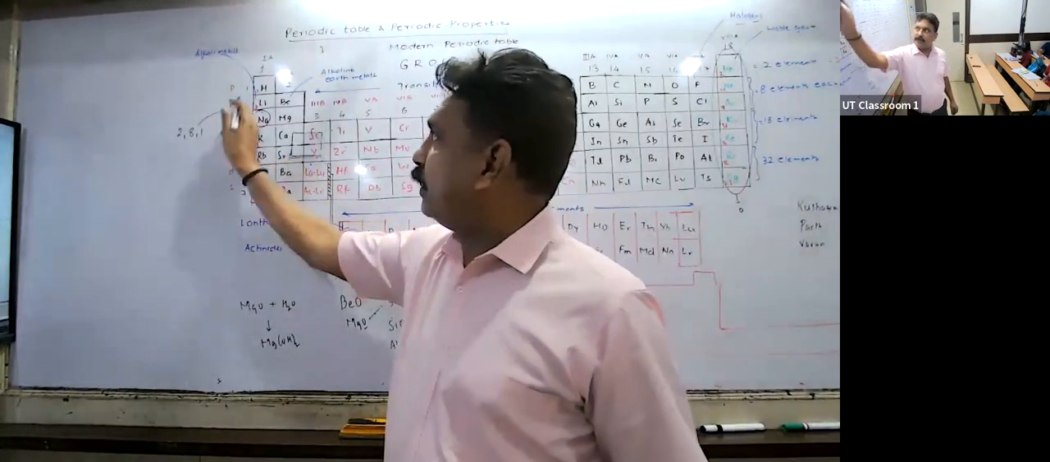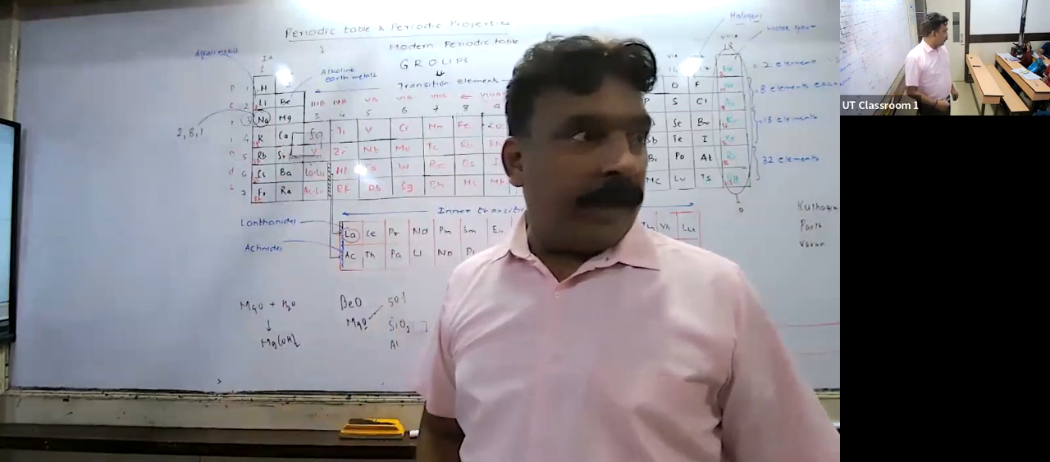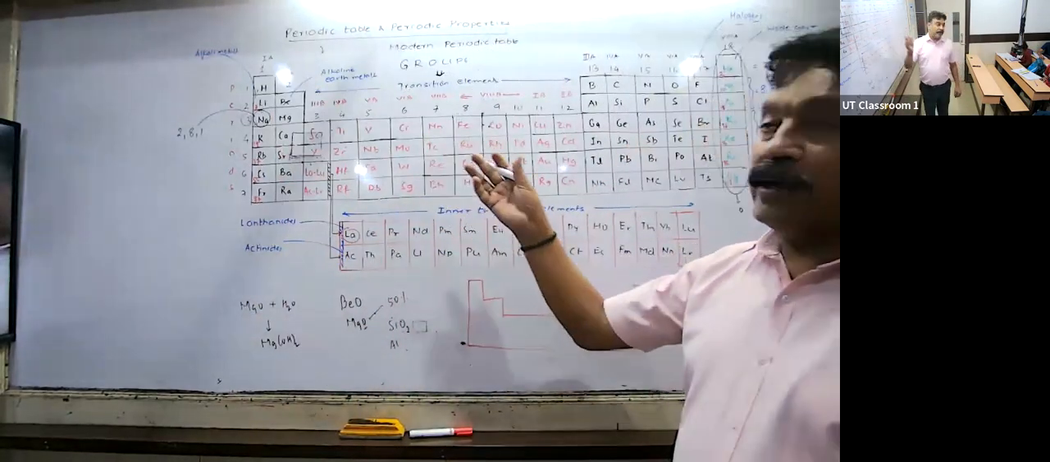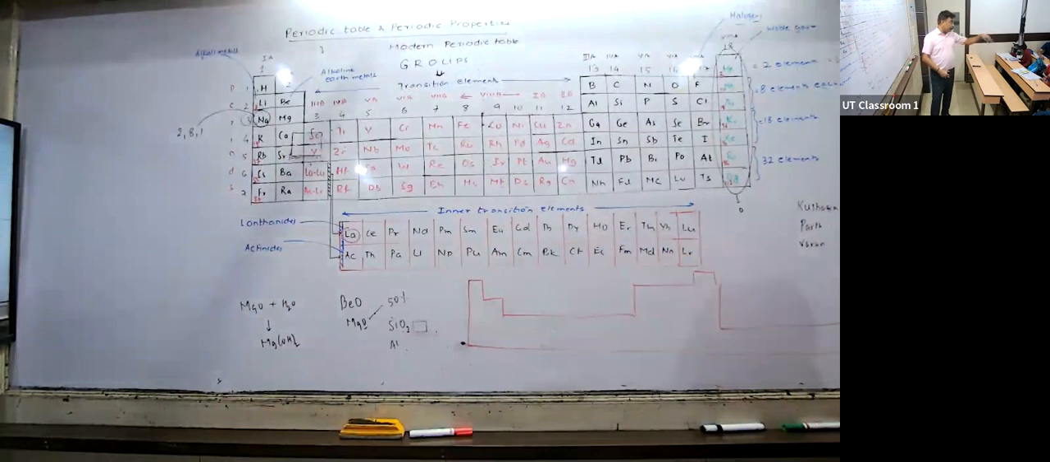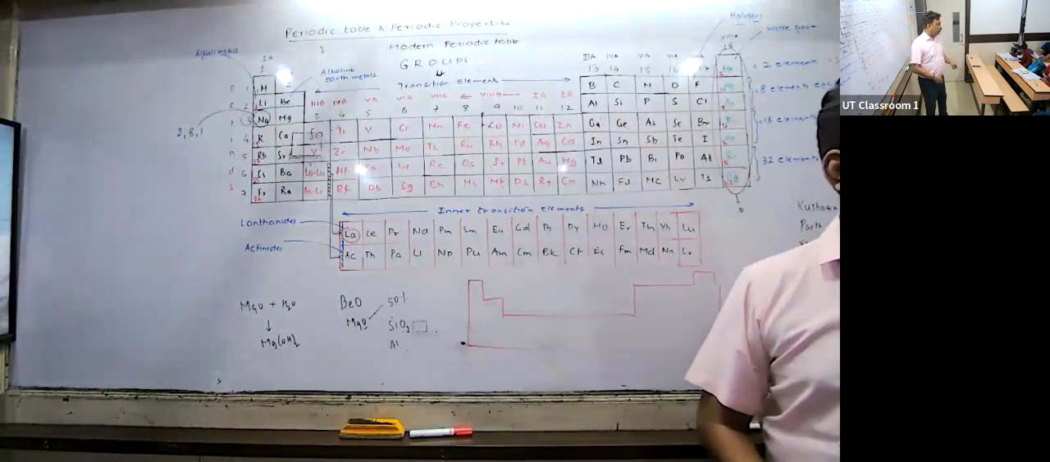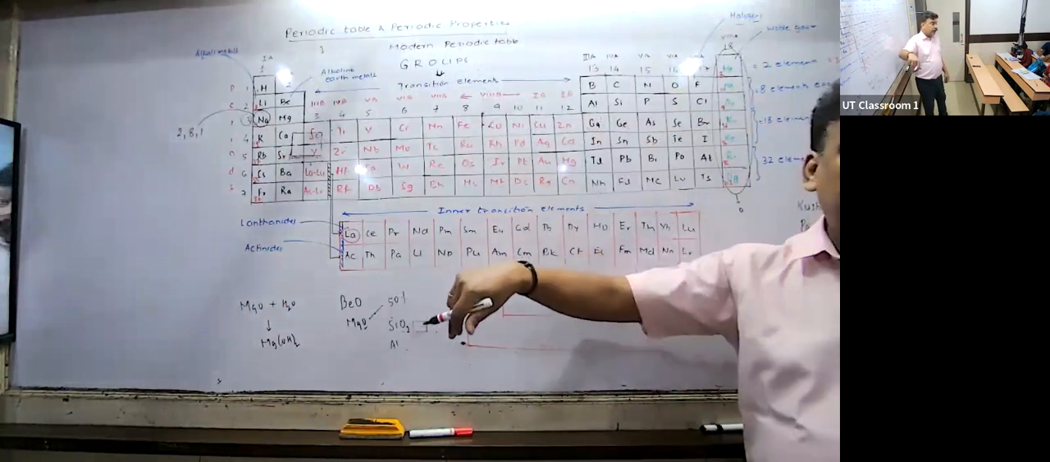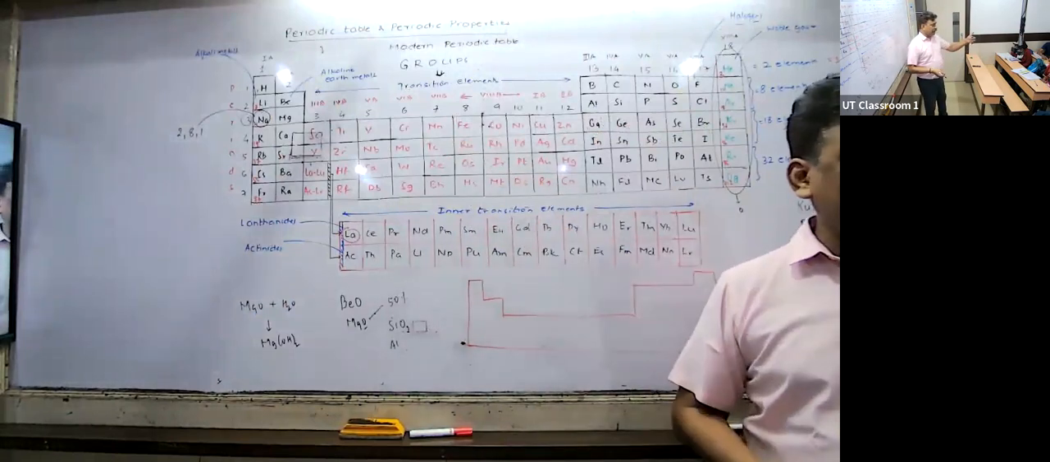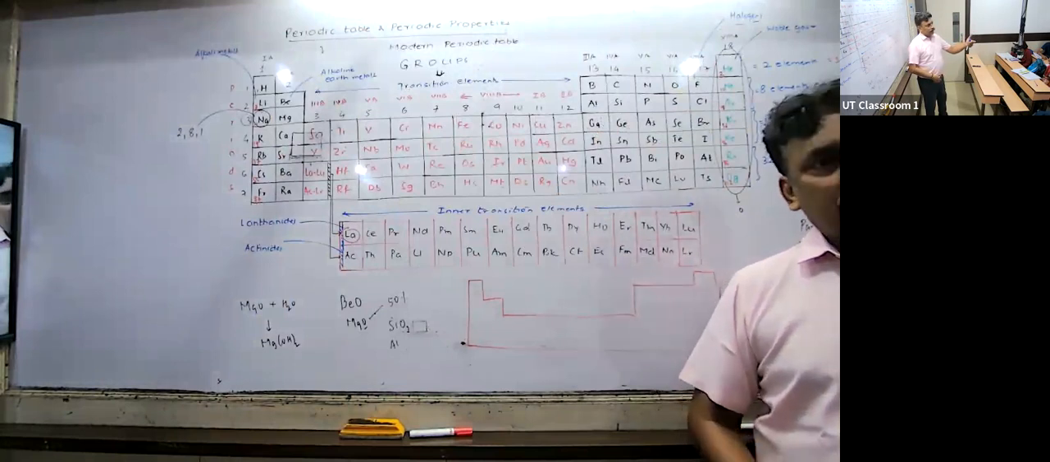Likewise, one electron in the valence shell means group 1. That means the placement of an element is related to its electronic configuration, and electronic configuration is related to atomic number. So atomic number is a fundamental property. Why? Because on the basis of electronic configuration, we can decide the physical properties as well as the chemical properties.